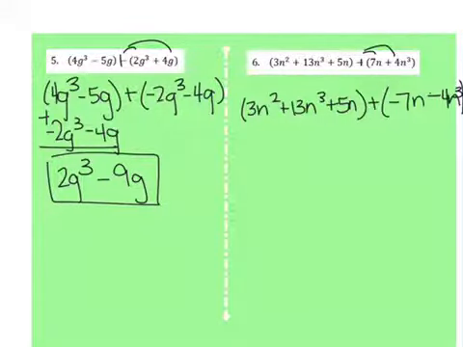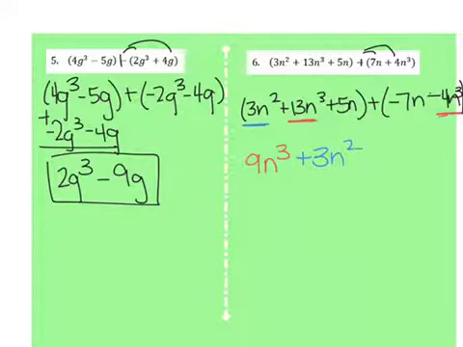So I'm going to combine my like terms. We're going to do this one horizontally, sorry. Looking at my n's to the third, I have a 13n to the third and a negative 4n to the third, so I'm going to get a 9n to the third. I'm going to look at my n squareds. I have a 3n squared, and I don't have anything on the other side, so I still have plus 3n squared. And I'm going to look at my n's. I have a positive 5n plus a negative 7n, which gives me a negative 2n. I'm in standard form, so I'm done.